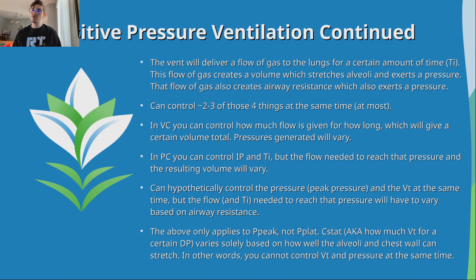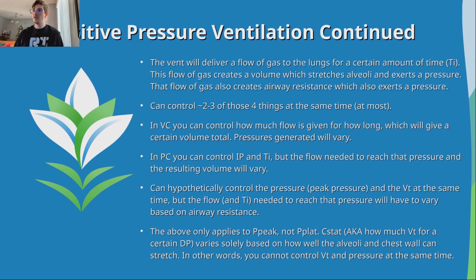Now you can control 2 to 3 of those 4 things at the same time at the most. And in spontaneous modes, like say pressure support or CPAP mode, you control even less of those things. You're typically really only controlling one variable, or sometimes you're really not controlling anything at all. But we're really just going to be talking about typical assist control, like full support types of modes here.